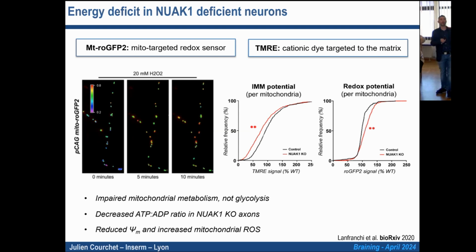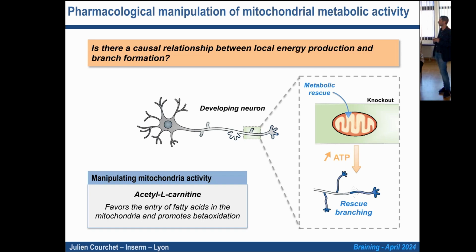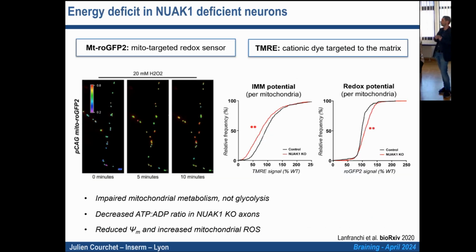And the same, you can use dye that will be targeted to the mitochondrial matrix based on its proton charge, so based on its capacity to synthesize ATP. And so, long story short, with those, you measure plenty of mitochondria and plenty of axons, and you do some cumulative frequency curves that demonstrate that there is a decrease of mitochondrial membrane potential and an increase of ROS production by those mitochondria.